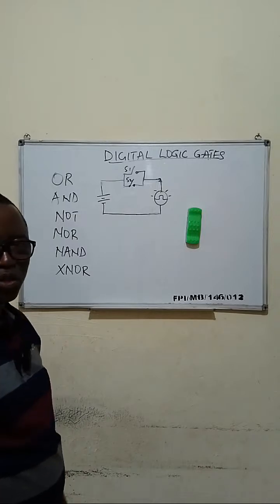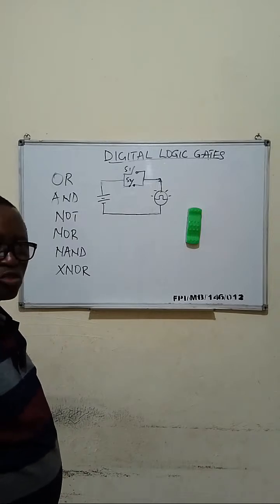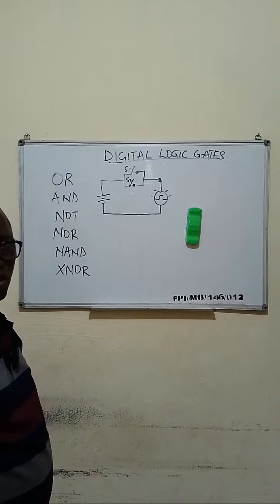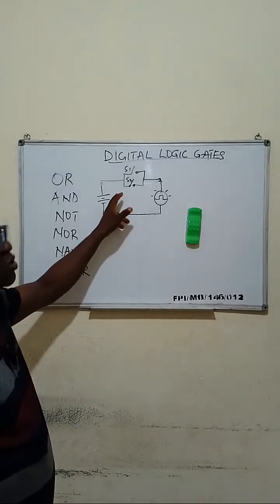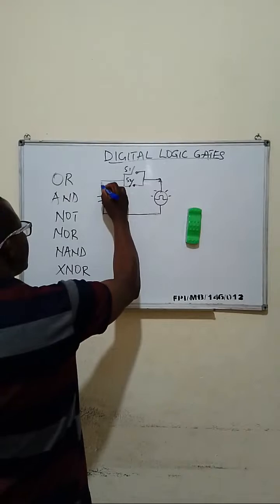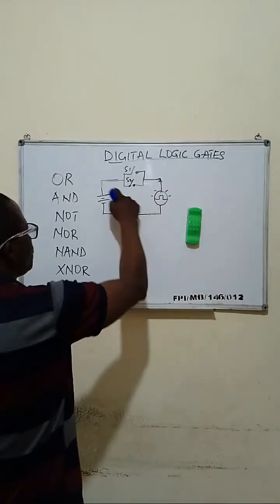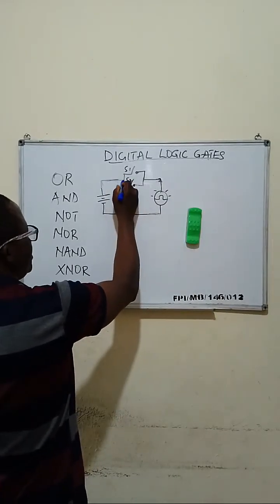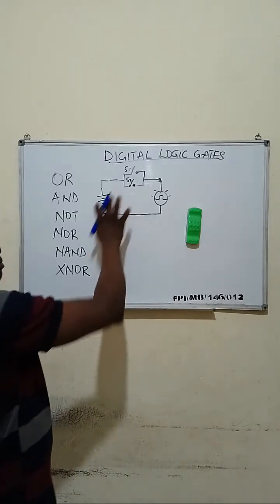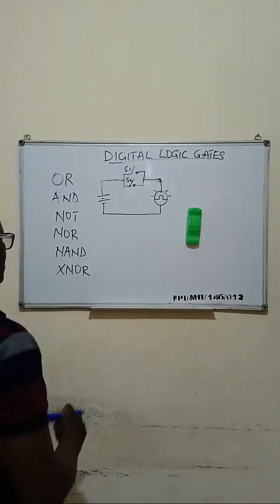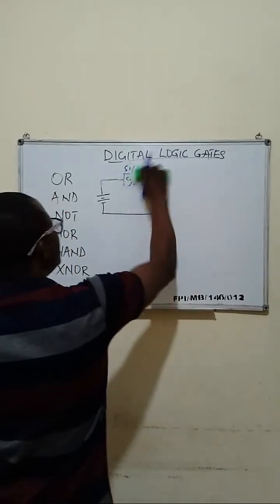But mark you, we can have gates that have more than two inputs. Not necessarily every time must the gate have two inputs. So we have gates that have three inputs, 4 inputs, as the case may be. But basically, that is the behavior of the OR gate. It's just a revision of what we learned before.